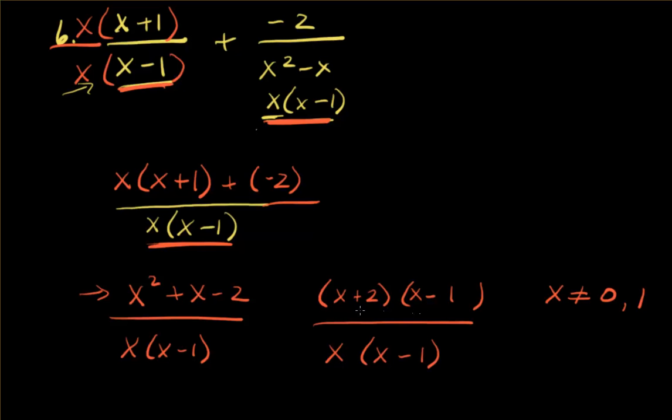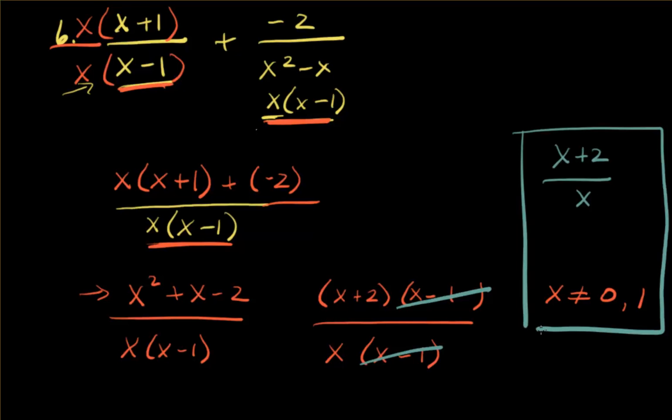Okay. We have an x plus 2, nothing in the denominator, but we have an x minus 1. So what am I left with? X plus 2 over x. I cannot simplify those, guys. Okay? And that's my final answer. Good job.